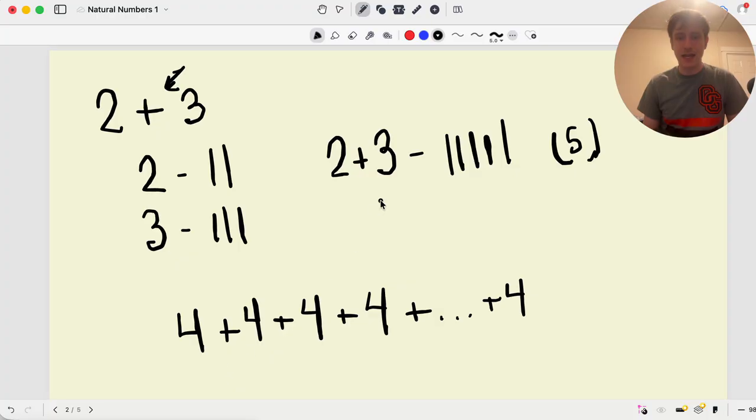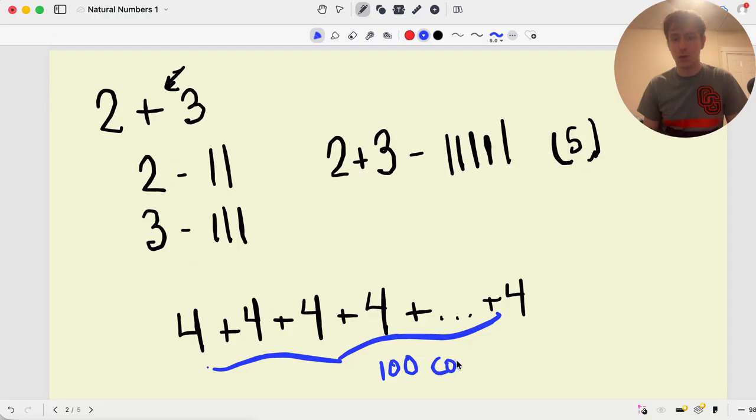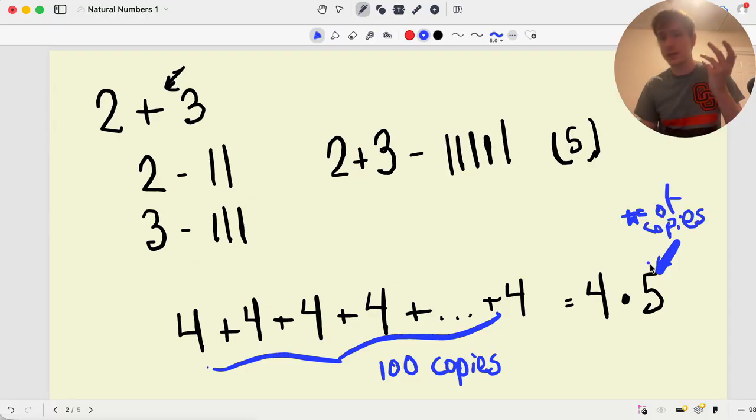Okay? Let's say that in this context, I have 100 copies of 4, and I would like to combine all of those. Really what we would say in this instance is we would define another thing that we can do with natural numbers called multiplication. Where we'll just say this number represents the number of copies of the first number that I would like.